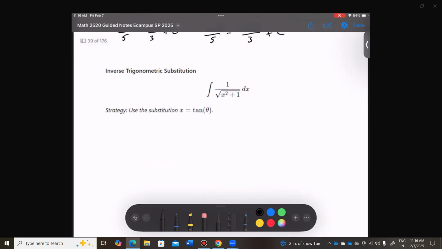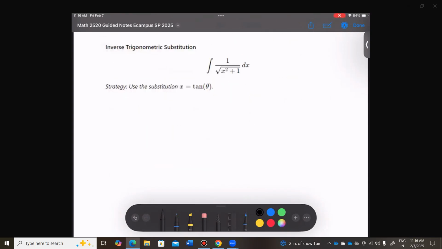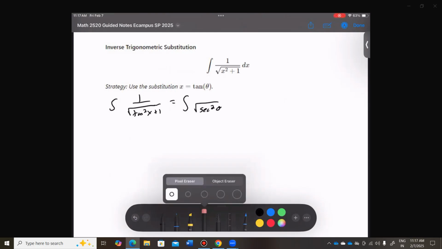And the other thing we looked at is inverse trig substitution. So here with x squared on the bottom and plus 1, and there's a square root there, we'll use x equals tangent theta. So this becomes the integral of 1 over square root of tangent squared theta plus 1. And that tangent squared plus 1 is secant squared theta. Let me make this theta.